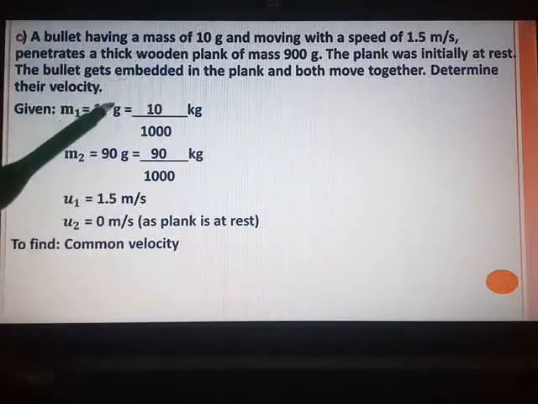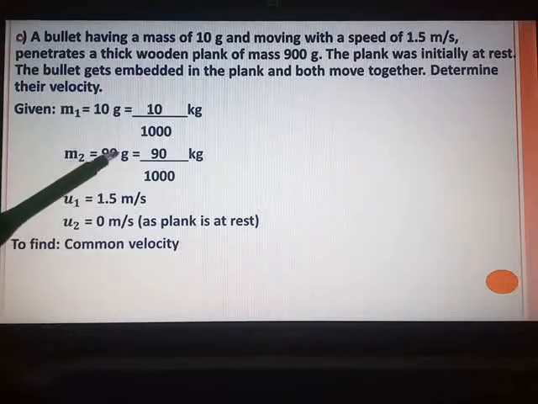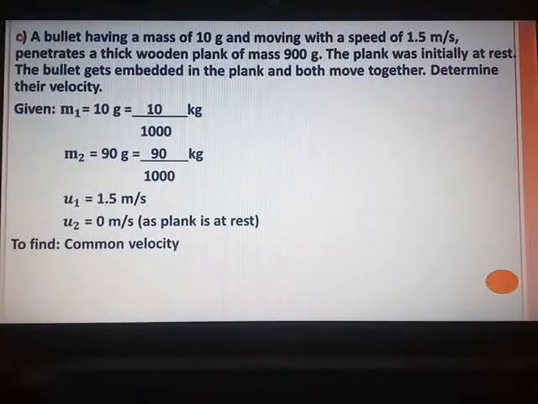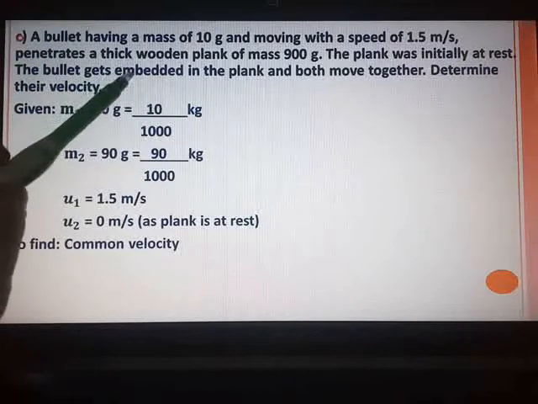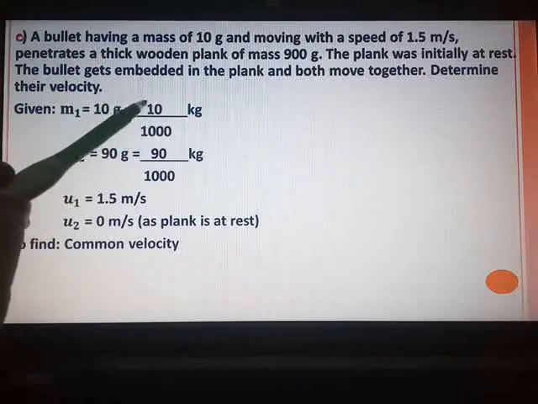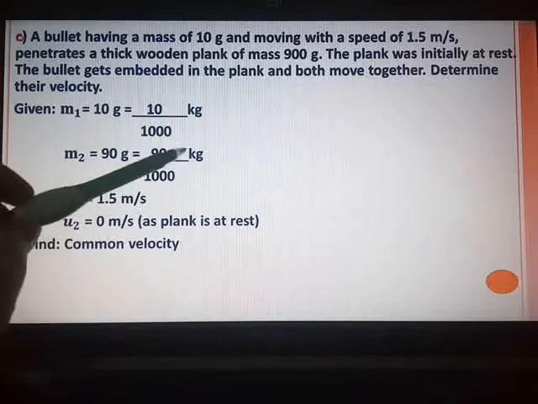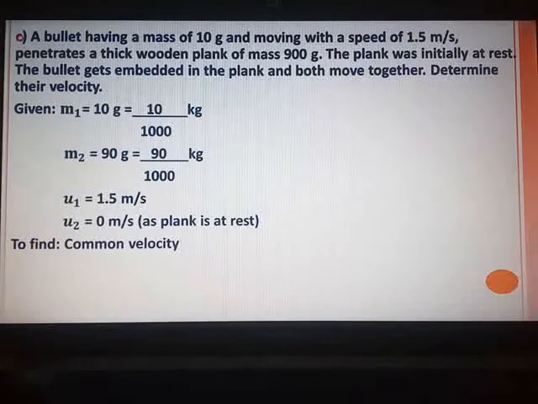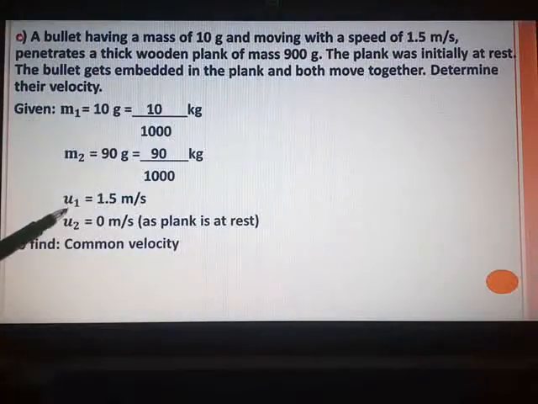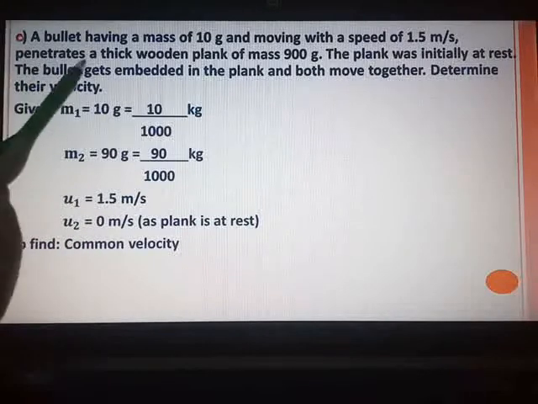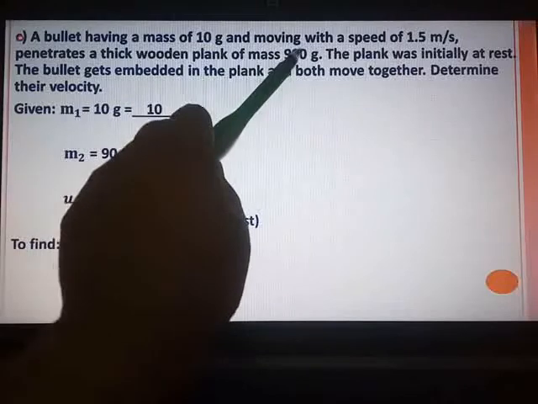Mass of the bullet is 10 grams. Mass of the wooden plank is 90 grams. It is 900 given in the textbook. Just change it to 90. Now you have to convert this grams into kg. So divide by 1000 and just write it kg. If you want, you can work out over there. The bullet is moving with a speed of 1.5 meter per second. So u1 is 1.5 meter per second and penetrates a thick wooden plank of mass 900 gram.